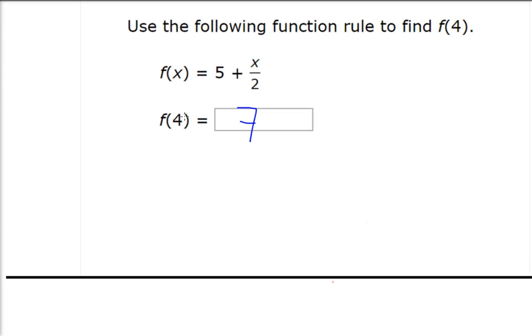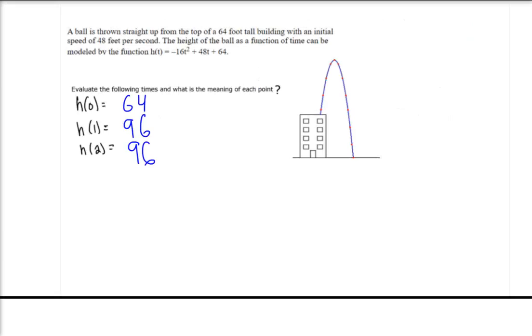Number 14, this is a function. Every time I put a 4 for x, I'm always going to get 7. Okay, let's see. 5 plus 4 divided by 2, half of 4 is 2. So 5 plus 2, that's equal to 7. So every time I put 4 for x, I'm always going to get 7. So f of 4 is 7 for slide number 14.